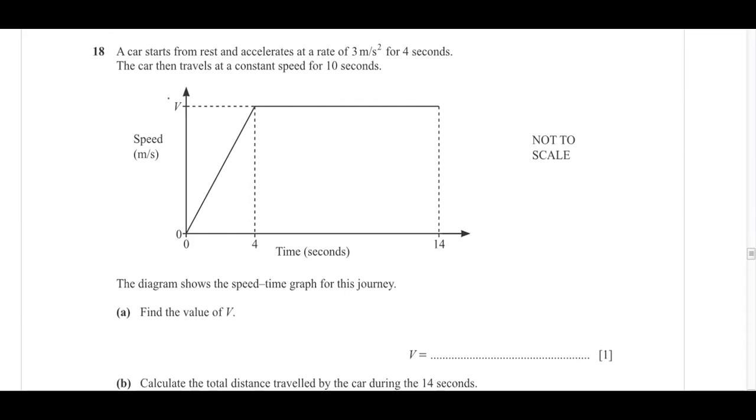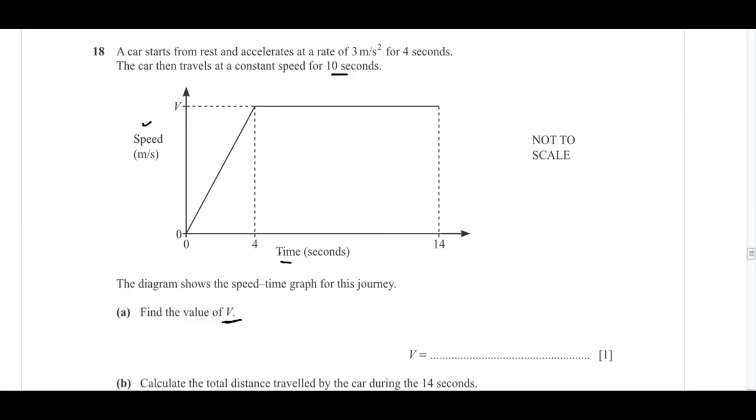Question number 18. This is a speed time graph, because you can see in this graph, this is speed, this is time. A car starts from rest and accelerates at 3 meters per second squared for 4 seconds, meaning starting from here, accelerating for 4 seconds. The car then travels at a constant speed for the next 10 seconds. Find the value of v, meaning we have to find what maximum speed it reaches.